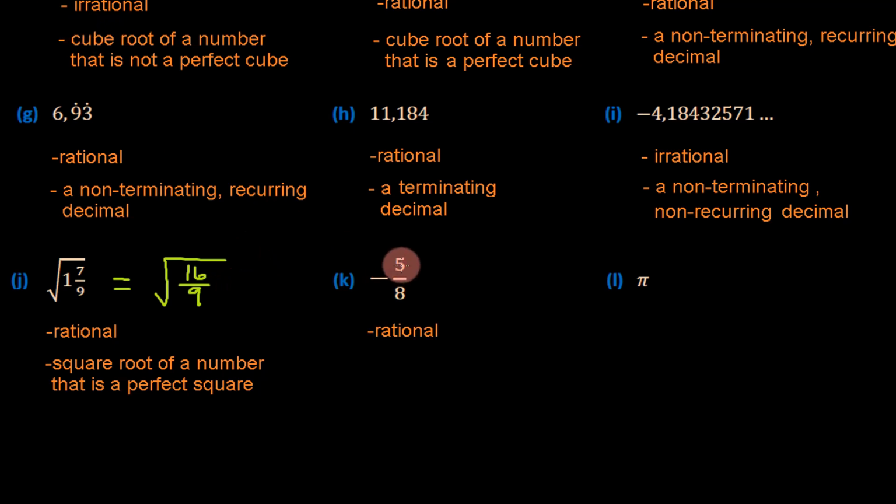Then we have negative 5/8, which is rational, and we know that any fraction is rational, whether negative or positive.